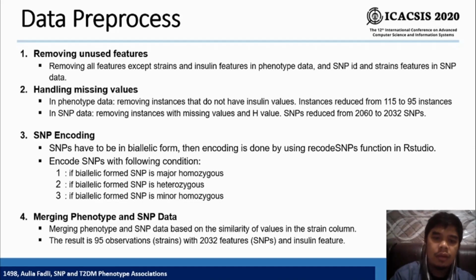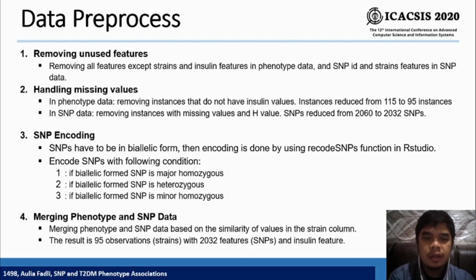After we get the data, the next step is data preprocess. For data preprocess, we have 4 stages. First is removing unused features. We remove all features in the phenotype data except strains and insulin features. We also remove all features in SNP data except SNP ID and its strain.